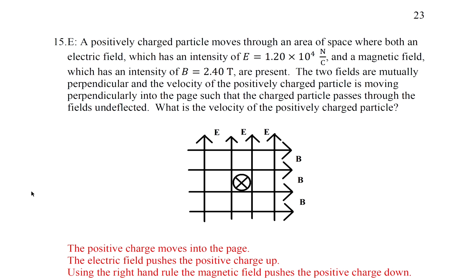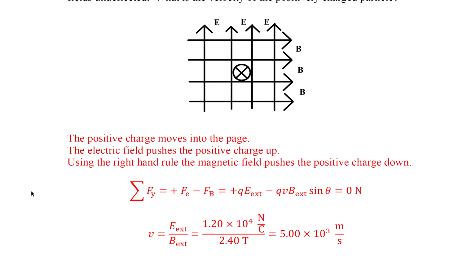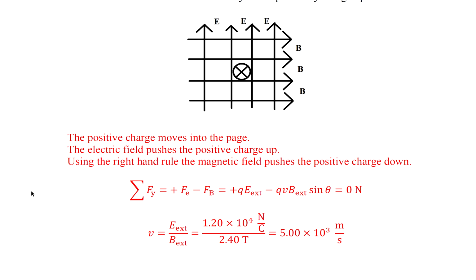Question 15. A positively charged particle moves through an area of space where both an electric field and a magnetic field are present. The two fields are mutually perpendicular and the velocity of the positively charged particle is moving perpendicular into the page, such that the charged particle passes through the fields undeflected. What is the velocity of the positively charged particle? So we're going to use this equation here.